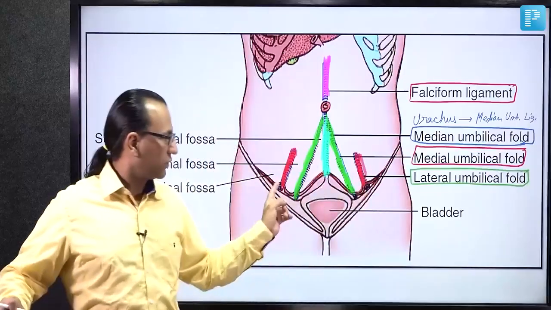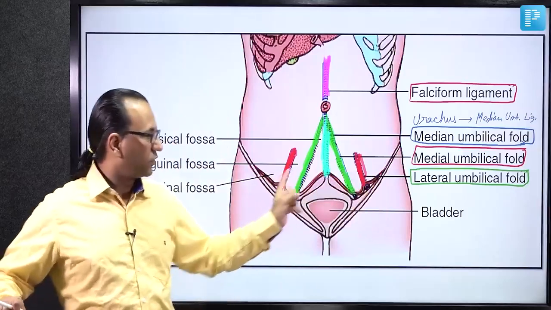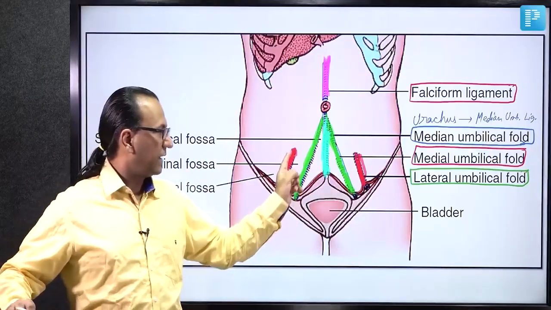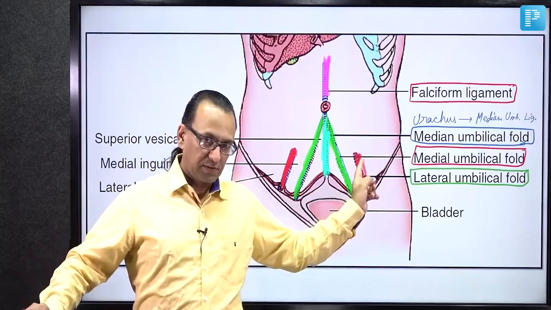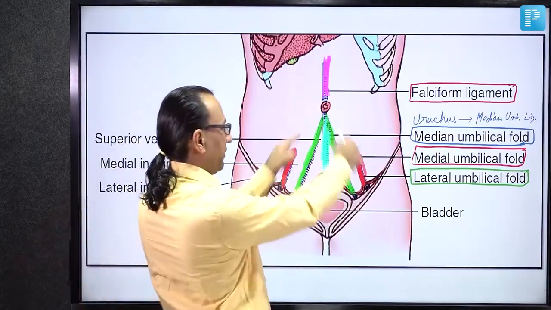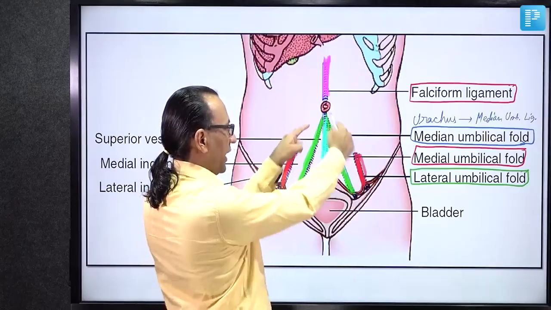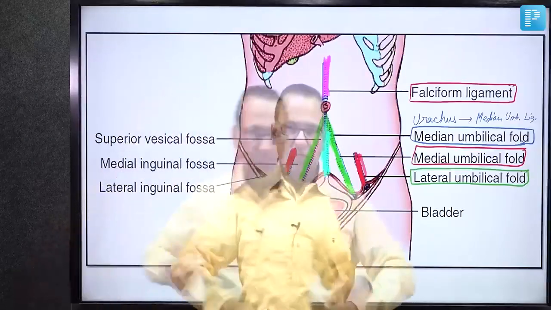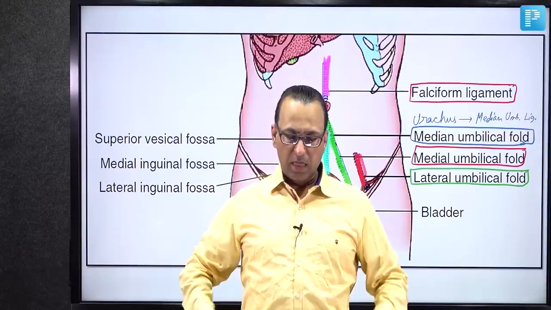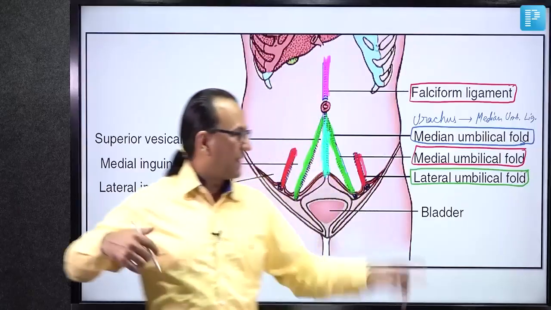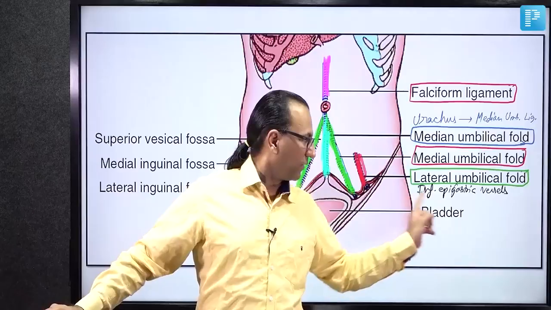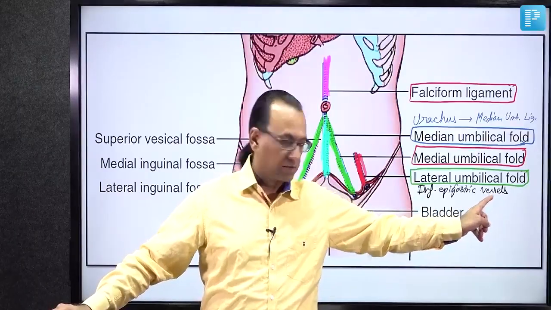As you can see, there are also two lateral umbilical folds. They cover blood vessels called the inferior epigastric vessels. Those inferior epigastric vessels are going to enter the rectus sheath. Before they enter the rectus sheath, they are covered by a fold of peritoneum, and that is called the lateral umbilical fold. So they are carrying the inferior epigastric vessels there.